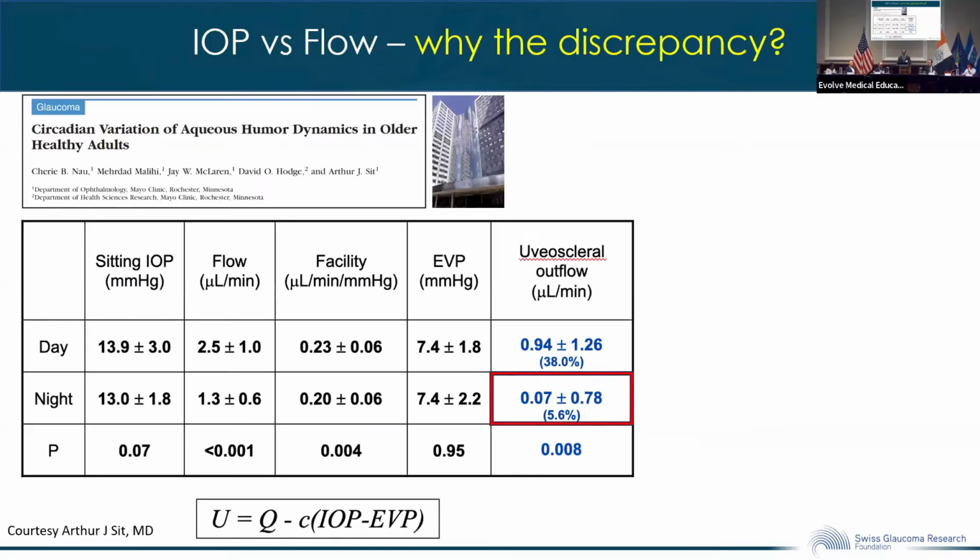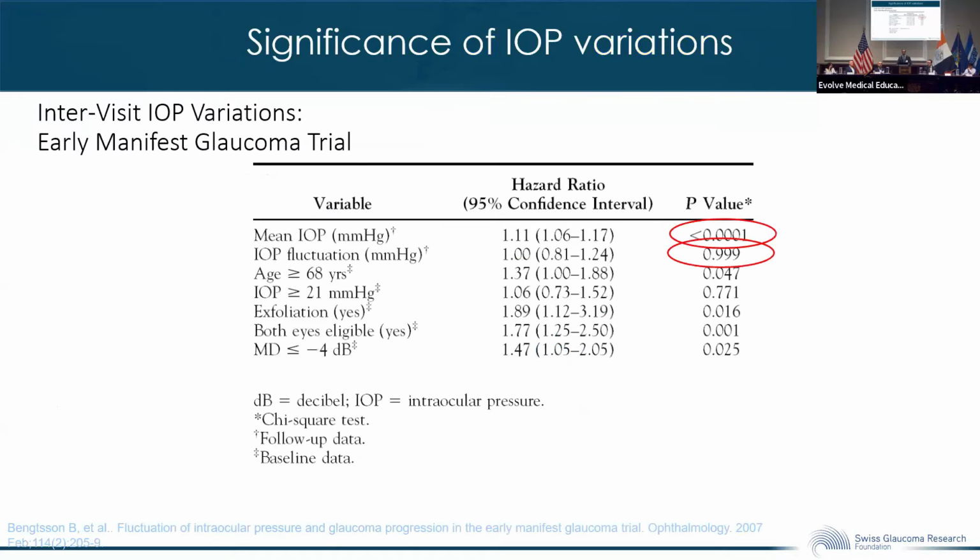Really, the answer to that was provided quite recently by Arthur Sit at the Mayo Clinic when they studied healthy subjects, and they found that our uveoscleral outflow is essentially shut down at night. While aqueous flow is reduced by half, we knew that, your EVP remains quite stable, your uveoscleral outflow shuts down. And this is probably one, if not the main reason why IOP increases with this change in body position at nighttime. Now, do these IOP changes, fluctuations, circadian rhythm differences play a role in glaucoma development or glaucoma progression?